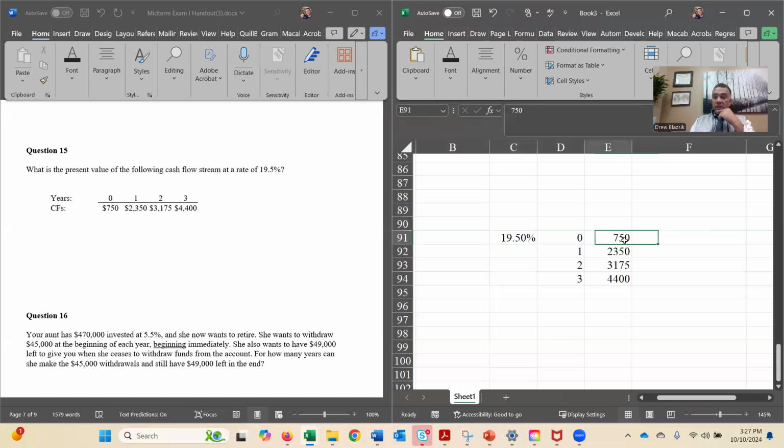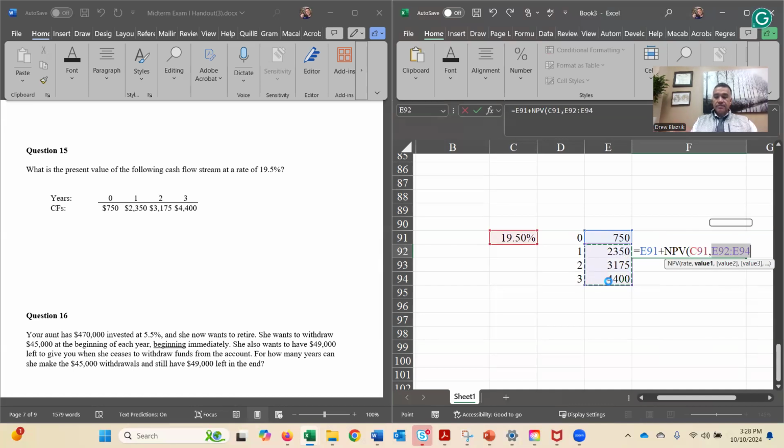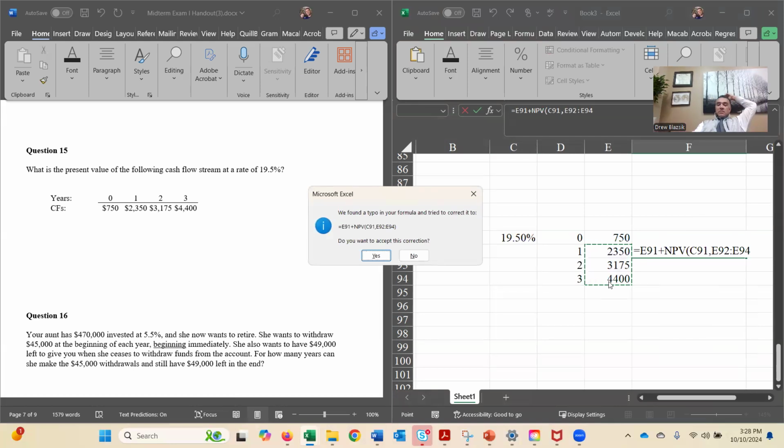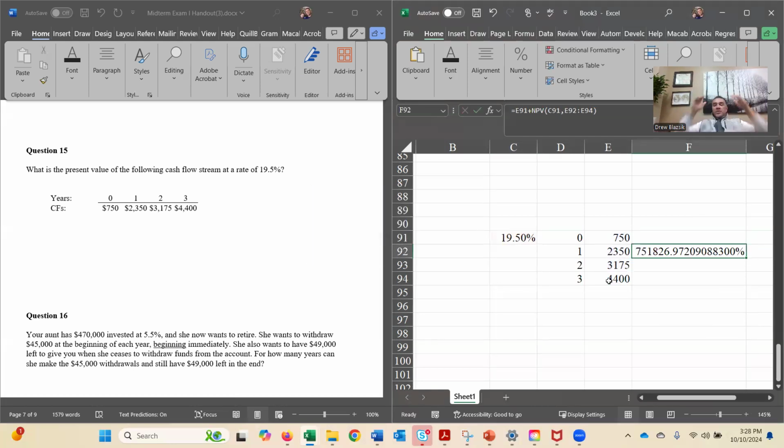So what I'm going to do is, this is already in the present. This is times 0. So I want to know what is the future cash flows into the present. So I'm going to make this very simple. I'm going to say that's already in the present plus the net present value of all future cash flows. So we have to know the rate. And then all you do is highlight these. Oh, it's a percentage again.